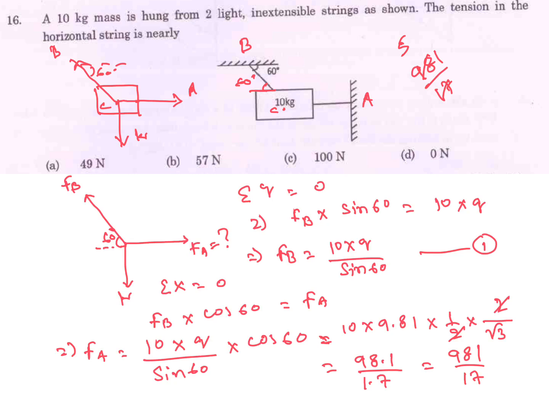So A is not possible. C is also not possible because the first 5 will come. D is also not possible. 57. No need to calculate exactly. Approximately 57 Newton. B is our answer.